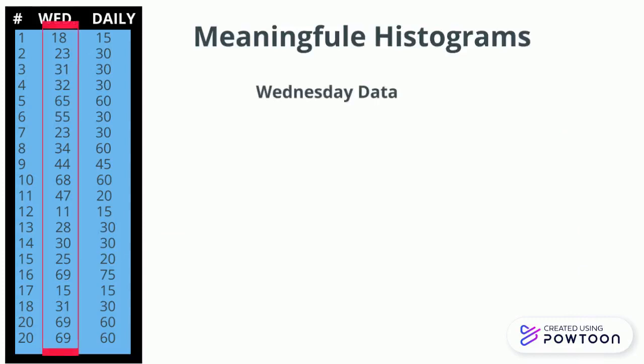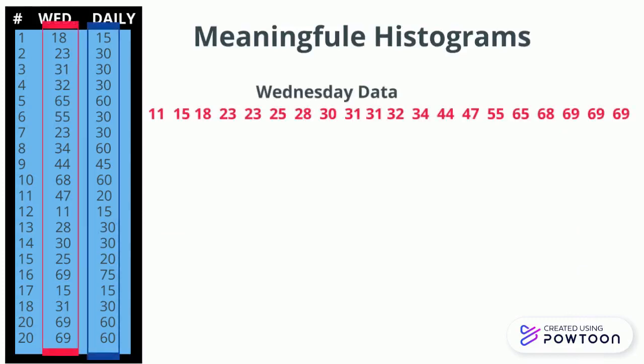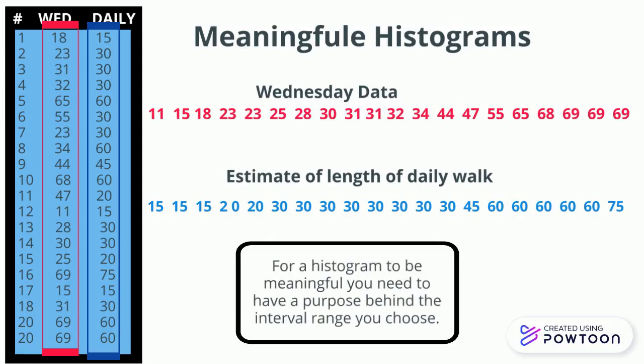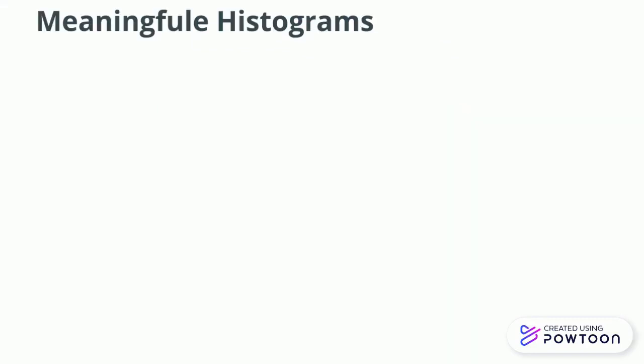We will be making 2 histograms, one for Wednesday data and one for the estimate. In designing a histogram to make it meaningful, you have to think and have purpose behind the interval range you choose. And that's what we'll be looking at next.